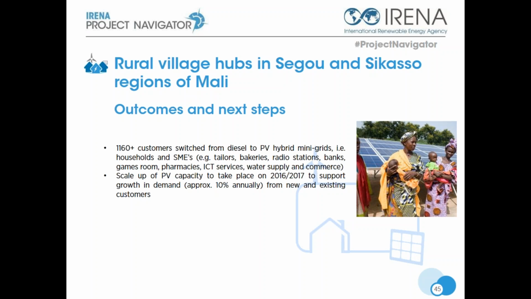The result achieved in Mali was that 1,160 customers switched from diesel to PV through this hybrid solution. The plan is another increase of 10% annually, for this year but also for the future, to scale up the installed PV capacity. This is, in a nutshell, just a little insight into one of the projects.